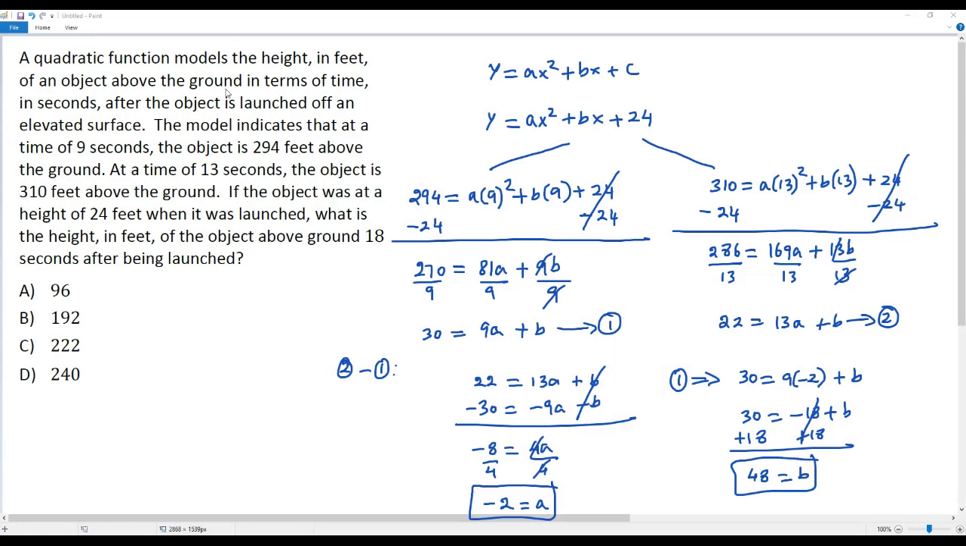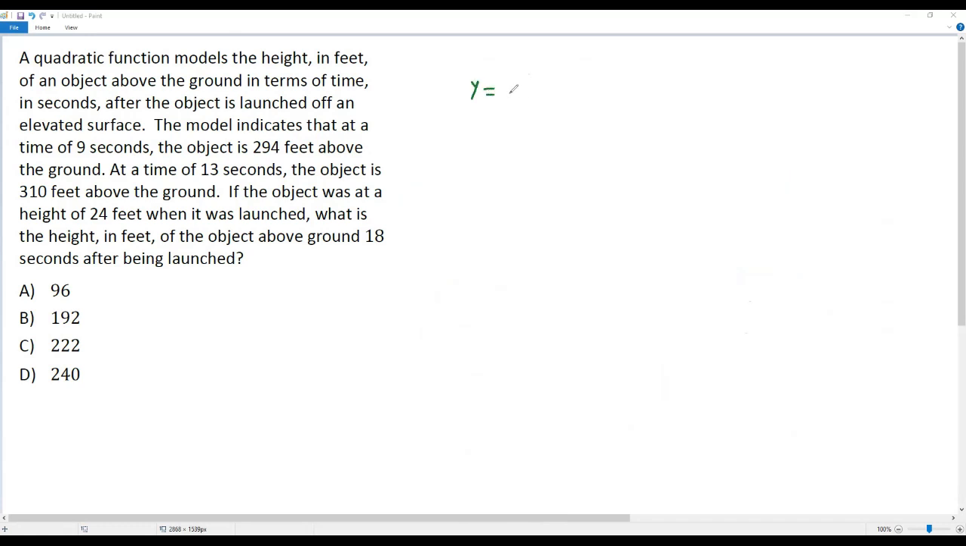So now what we have to do is plug in the values of a and b into the quadratic function we have over here. Now let me erase all the stuff and continue the problem. y equals, for a we have to plug in negative 2, that is negative 2x squared, positive, for b we have to plug in 48, that is 48x, and we have the value of c, that is 24.